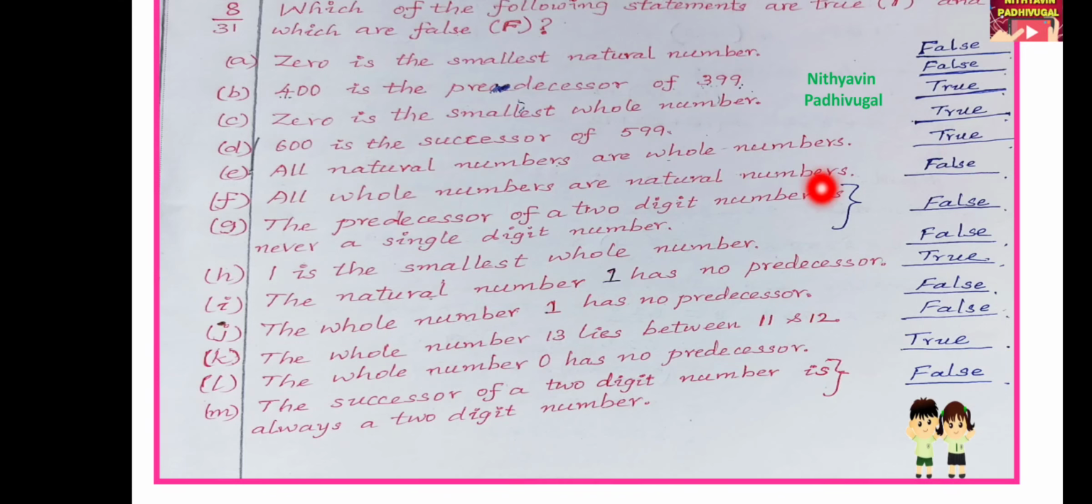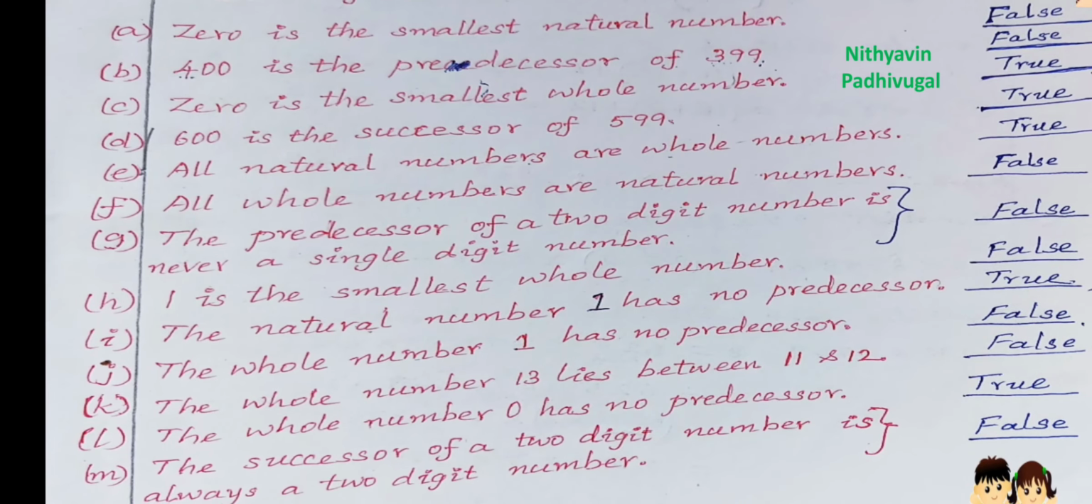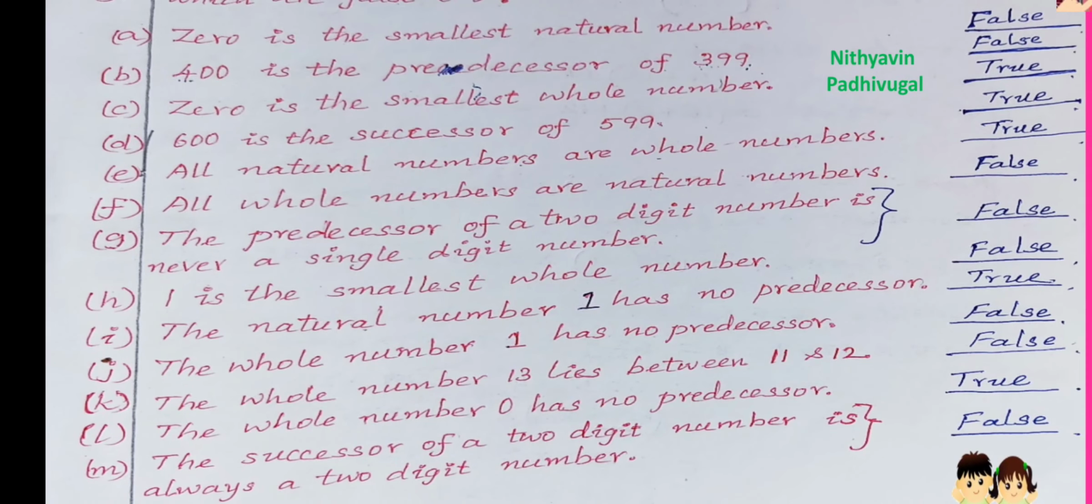All whole numbers are natural numbers. This statement is false because the set of whole numbers begins with 0. The set of whole numbers has all the natural numbers, but it has one additional numeral, 0. But natural numbers do not have 0. So all whole numbers are not natural numbers. So the given statement, all whole numbers are natural numbers, is false.